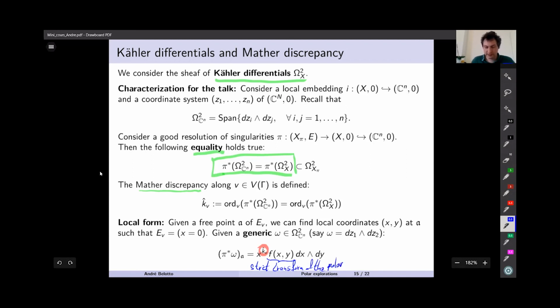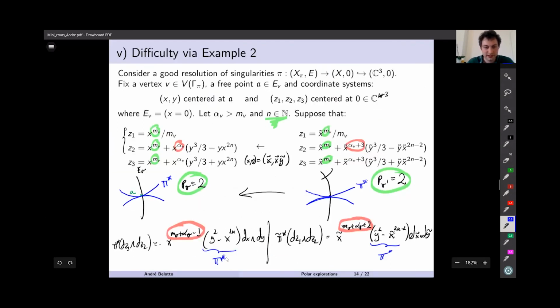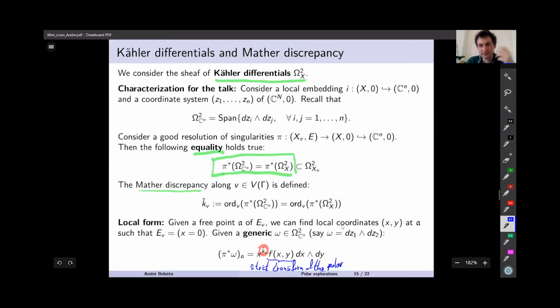And this is the term that we wanted. So if I just come back to the previous slide, you're going to see that this was the polar, and this is the Mather discrepancy. This was the polar, this is the Mather discrepancy, and this is the term that really changed. Okay, so now we are relating all of this.